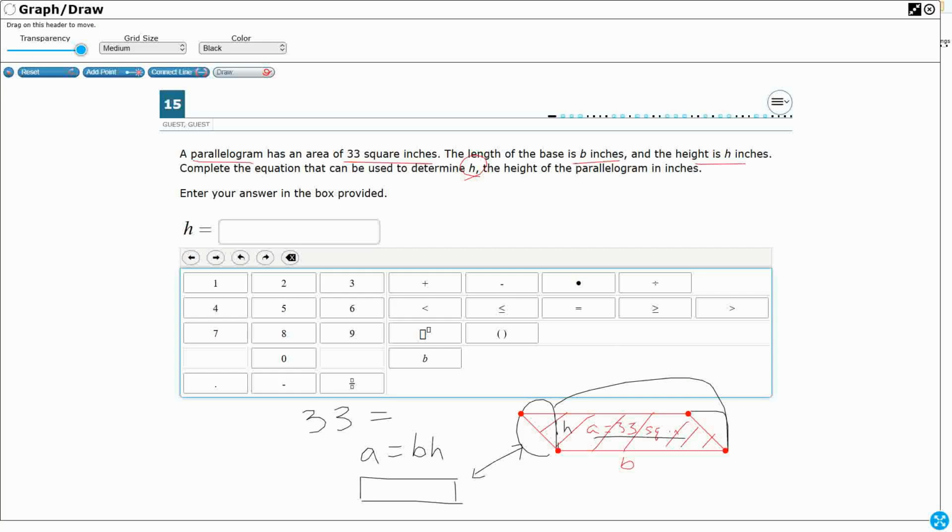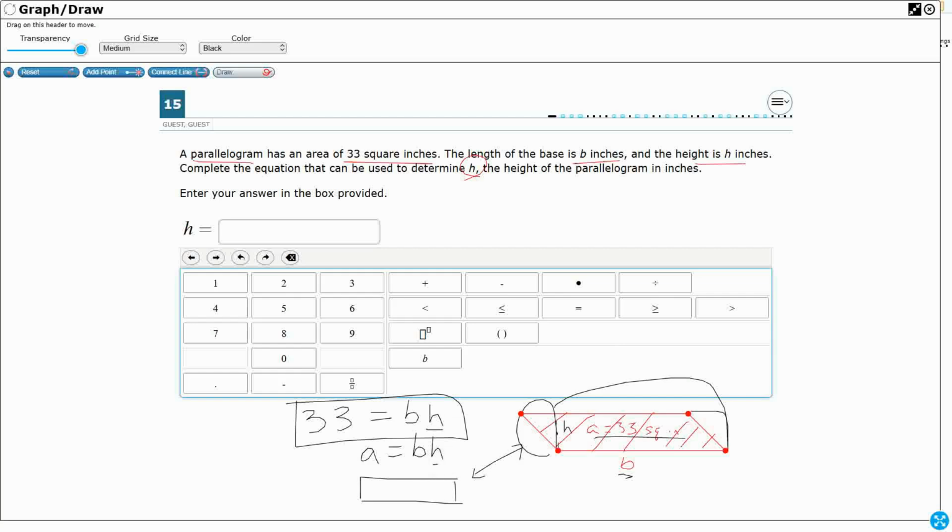equals BH. And that's all they give us. 33 square inches equals base times height. They don't give us the base, they don't give us the height. We're looking for the height. So the height is going to be base times whatever the height is going to get us that 33 square inches. How could I figure out what this is?